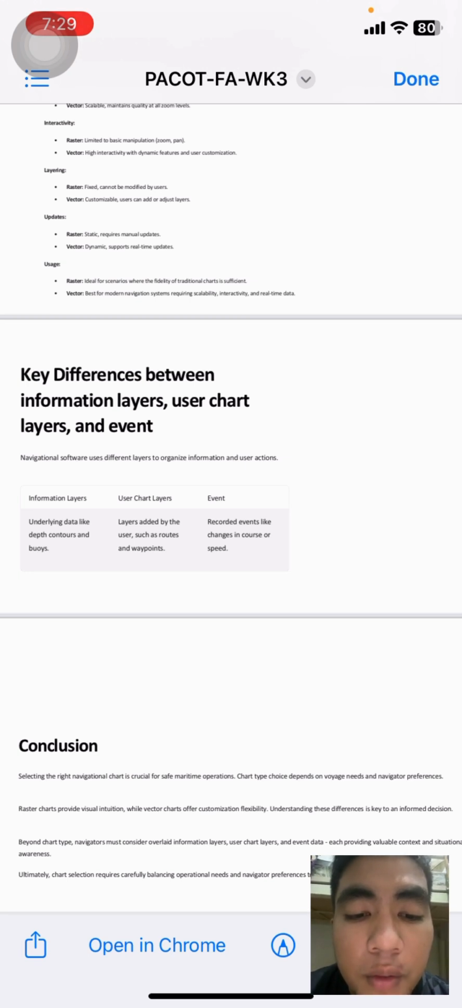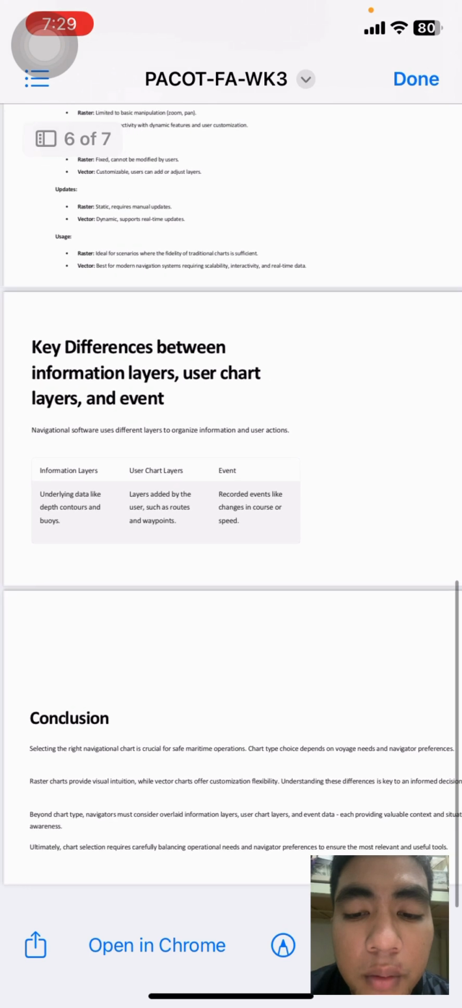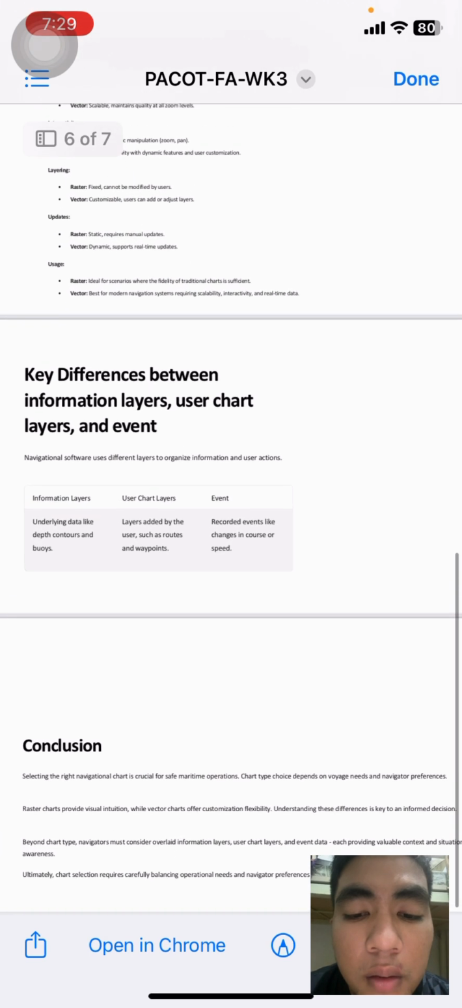Beyond chart type, navigators must consider overlaid information layers, user chart layers, and event data, each providing valuable context and situational awareness. Ultimately, chart selection requires carefully balancing operational needs and navigator preferences to ensure the most relevant end user tools.